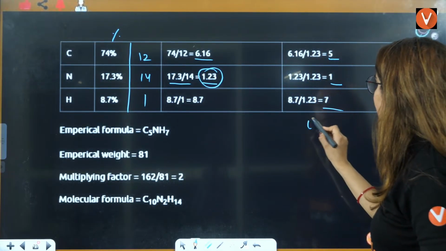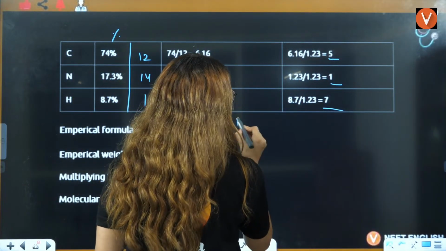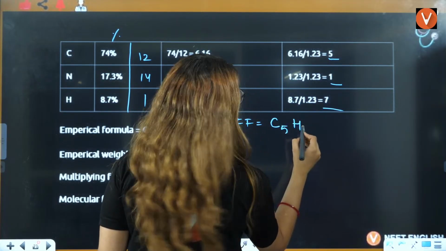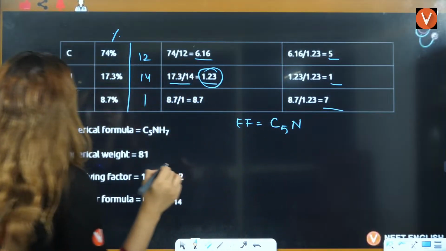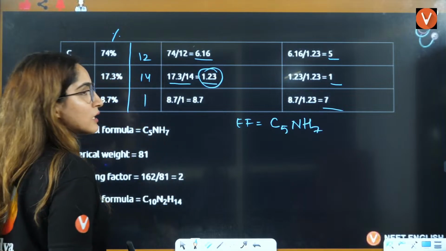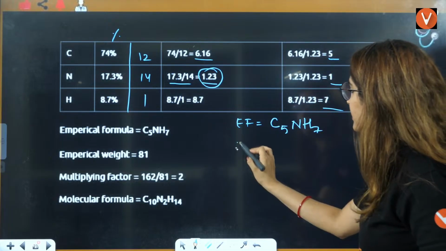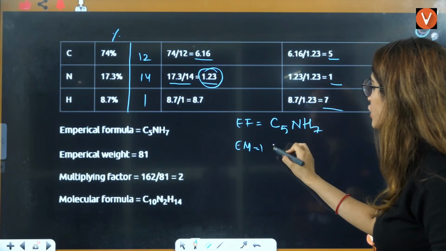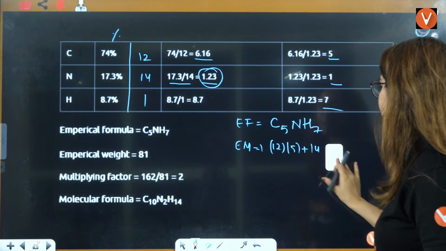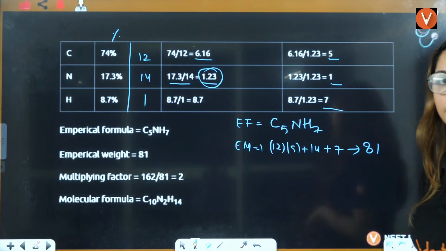So that means the empirical formula is coming out to be C5H7N. Okay. So can I say what is the empirical mass here? That is 12 into 5 plus 14 plus 7, right? That, after solving, will come out to be 81, right?